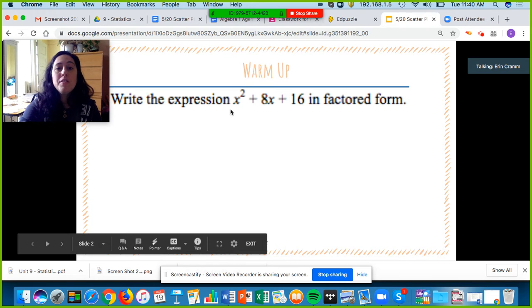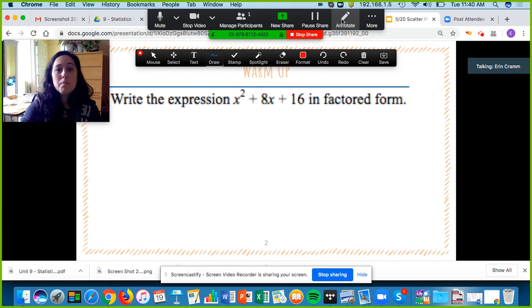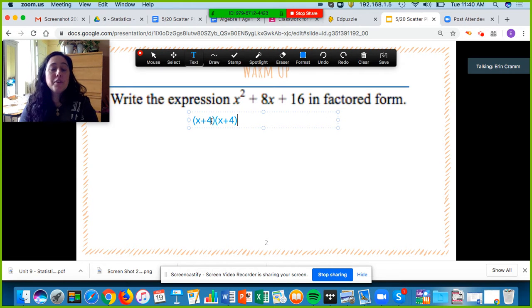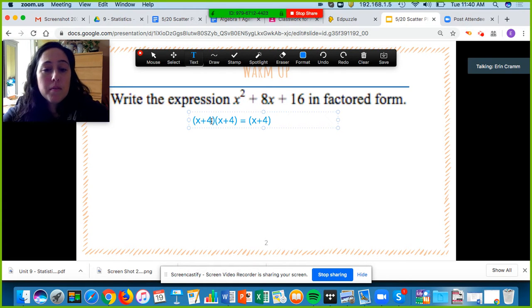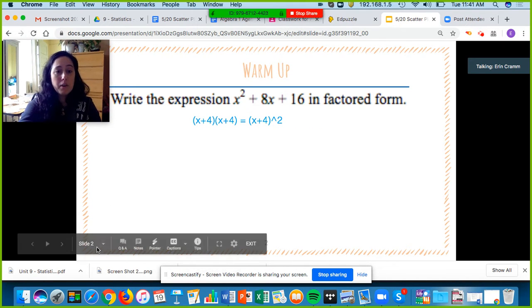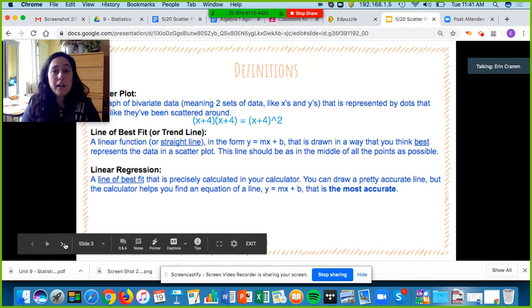Okay, so this expression is x plus 4 times x plus 4. Remember, because it's exactly the same parentheses, you can rewrite that as x plus 4 squared. We're not going to go over that more because it's just not today's lesson, but if you have a question, that's a good one for office hours.